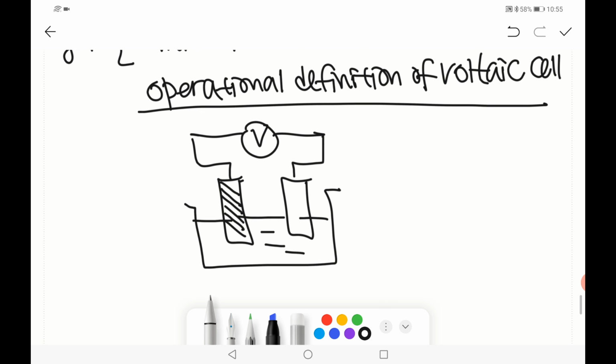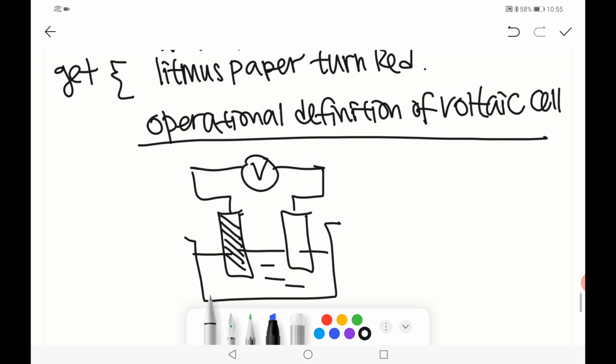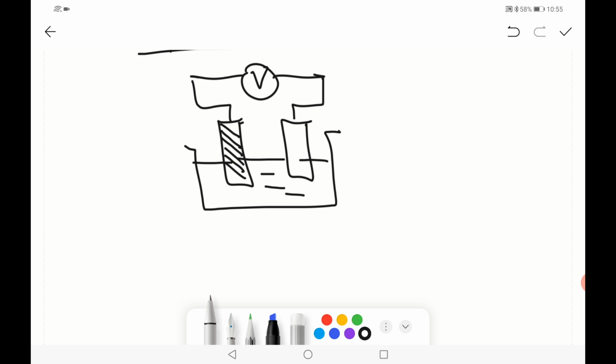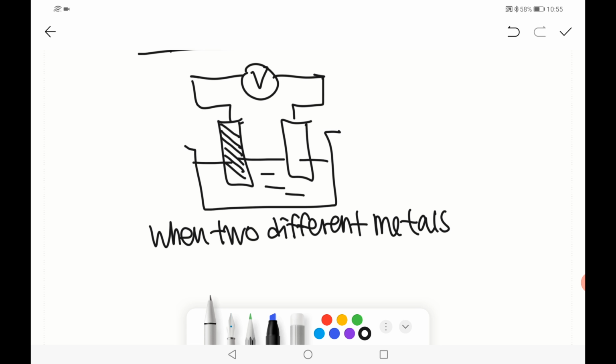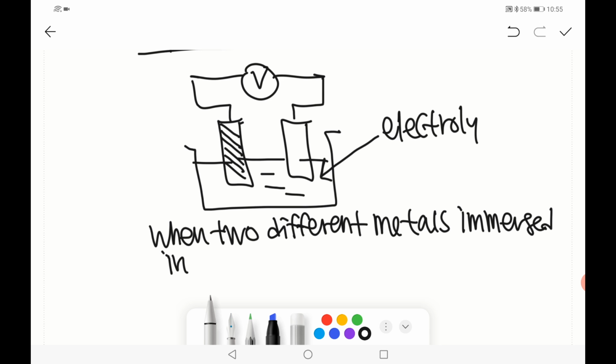What we need to do to get the Voltaic cell and what we will get as a result. Okay, so what we need to do? When we take two different metals and immerse them in a solution, okay, when it comes to electrolysis we don't call it solution, we use a more specific word called electrolyte. When two different metals are immersed in electrolyte, this is what we do.